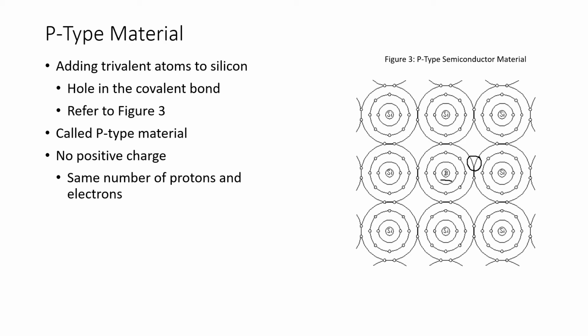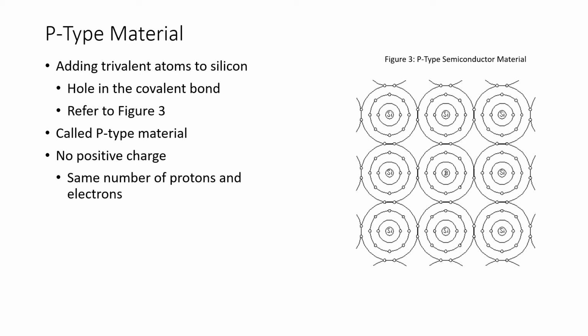Now, they call this p-type material, P for positive, but understand that this structure does not have a net positive charge because the boron atom has the same number of electrons as it does protons, so there is not a positive charge associated with having this boron atom in the atomic structure.